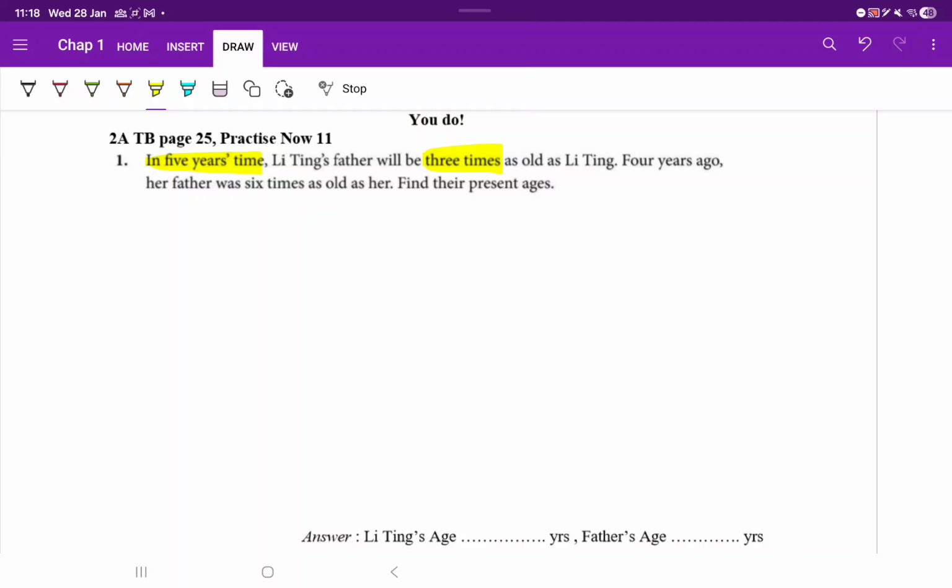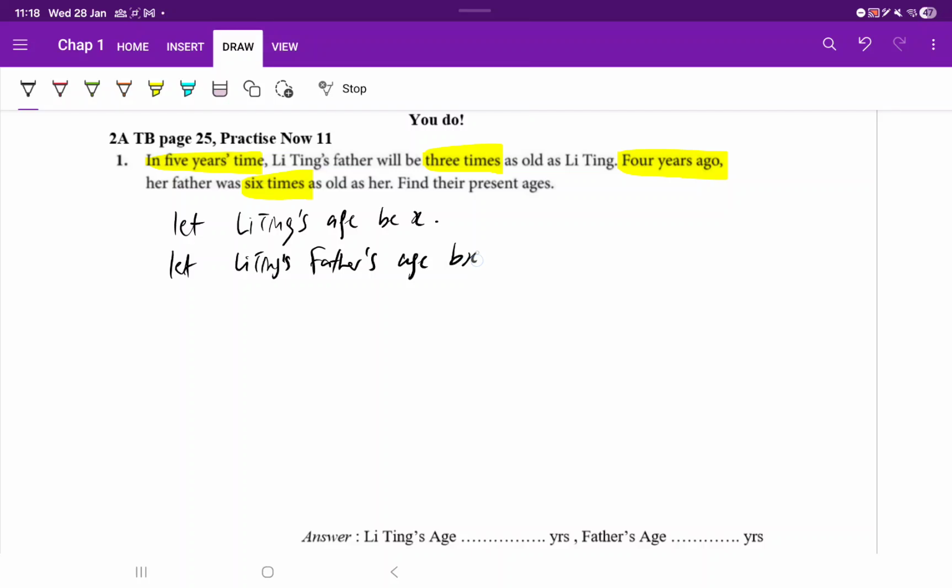So this is going to be plus 5, right? Because 5 years' time. Then 4 years ago, that's going to be minus 4. Father was 6 times as old as her. Find their present ages. So in this question, I need to find 2 ages, which means I should write down: let Li Ting's age be x. Let Li Ting's father's age be y. So these are present ages.